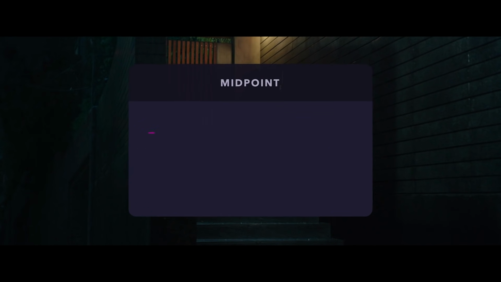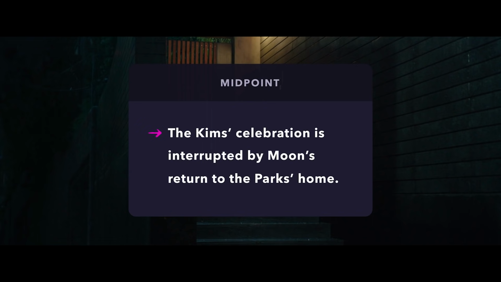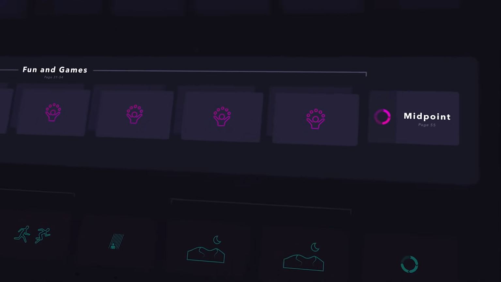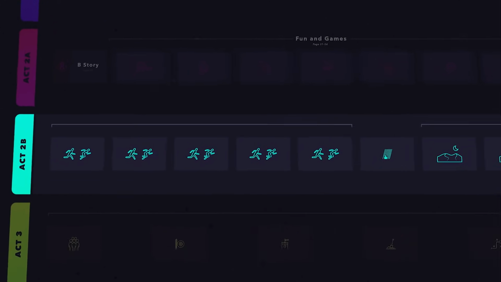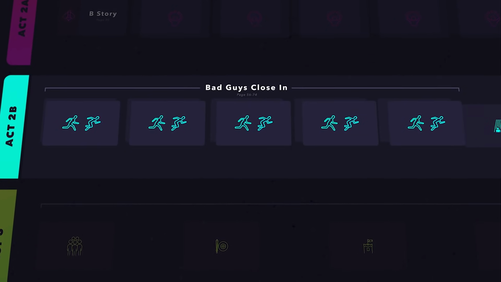With their positions assumed to be secure, everything is flipped on its head. This is the moment that Parasite takes a sharp turn, from the path we expected into completely foreign territory. In this beat, our hero's troubles are just getting started. Now, the bad guys close in.